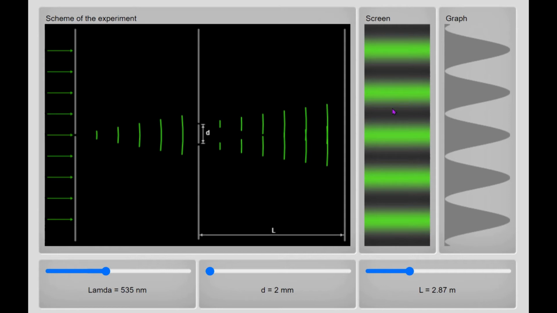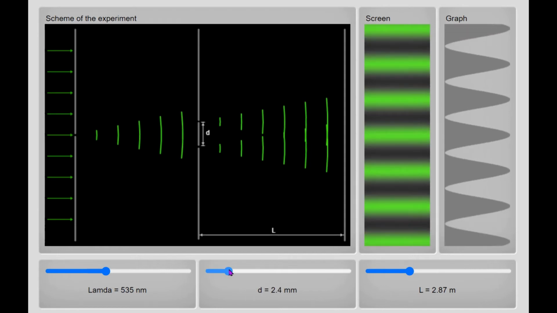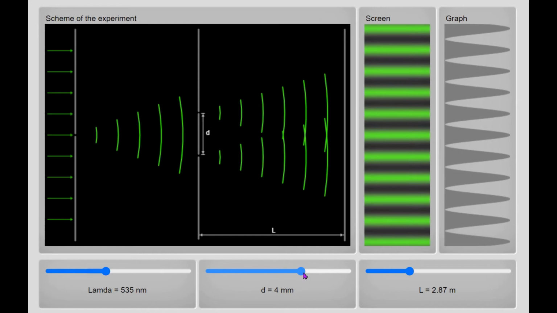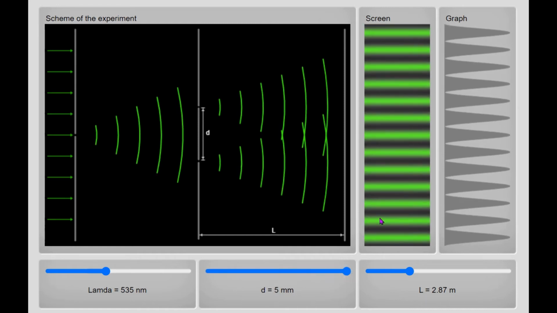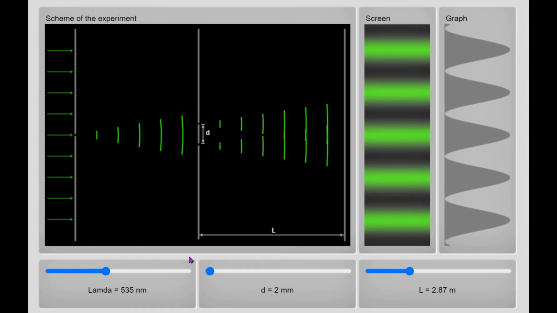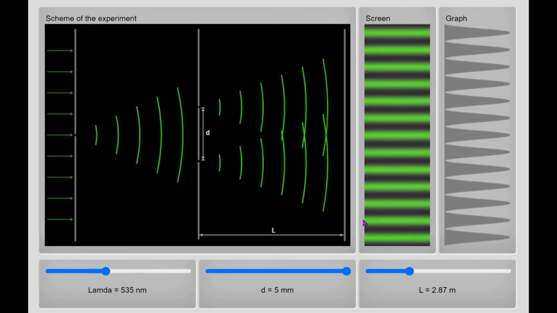The width is increasing. If I increase the distance between the slits, what is happening here? The width of the fringes is decreasing. If I decrease the distance between the two slits, the width of the fringe increases. If I increase it, the width decreases. So the width of the fringe and the distance between the two slits are inversely proportional.